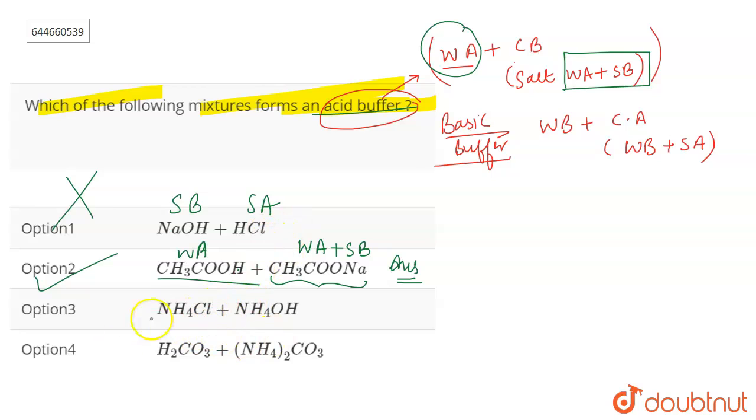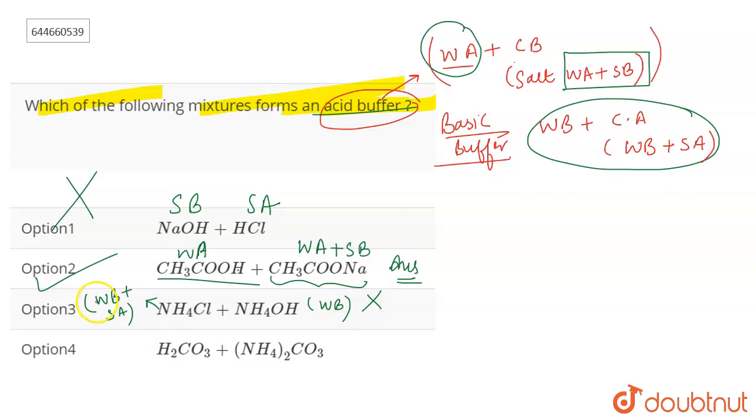If we talk about option B, we have NH4Cl. Now this NH4Cl is a salt of a weak base, which is ammonium hydroxide, and a strong acid, which is HCl. And NH4OH is a weak base. So this does form a buffer solution, but it forms a basic buffer, not an acidic buffer. So therefore, this is also not the answer.